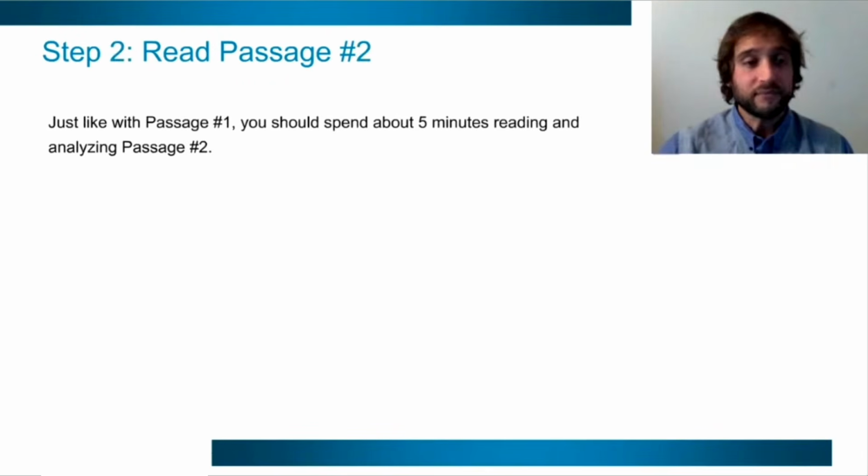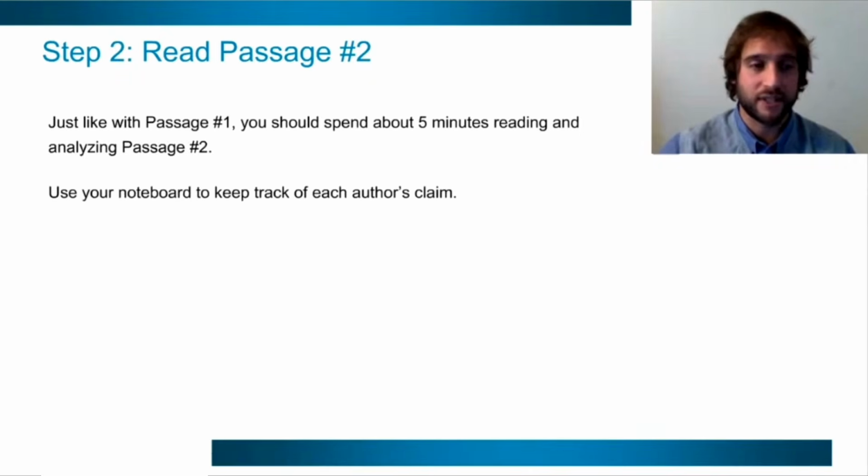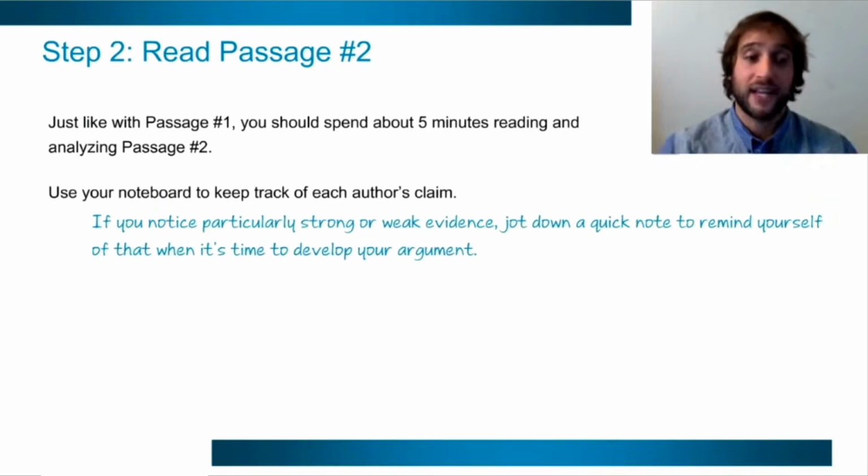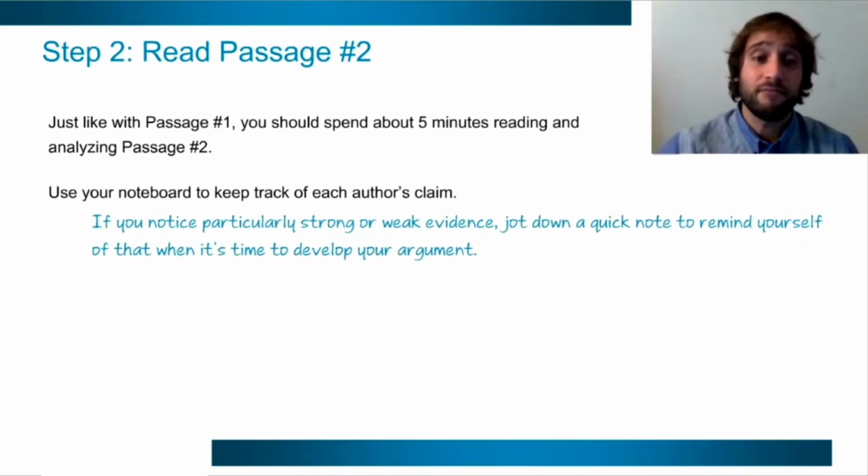Okay. We want to do the same thing with passage 2. Of course, we know that step 2 is the same idea. We can use our note board to outline, to say like, hey, author of passage 1 says this, author of passage 2 says this. Let me write down evidence that's strong and weak for both. Right? Let's just have a table that's set up with all that information.